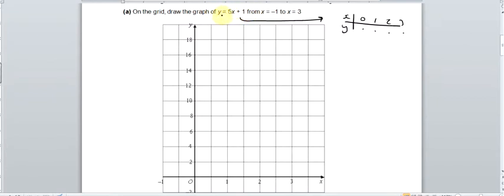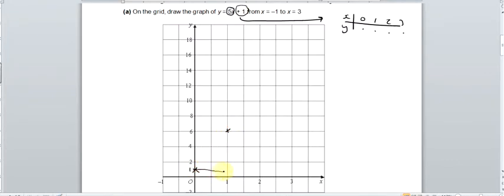So first of all, this number here is called the y-intercept, and that's where it crosses the y-axis. So we start by putting a cross there. There it is, 1. And then this number here is the gradient. So when you go along 1, you go up 5. So when it goes from 0 to 1, it's going to go up from 1 to 6. It's gone up 5.